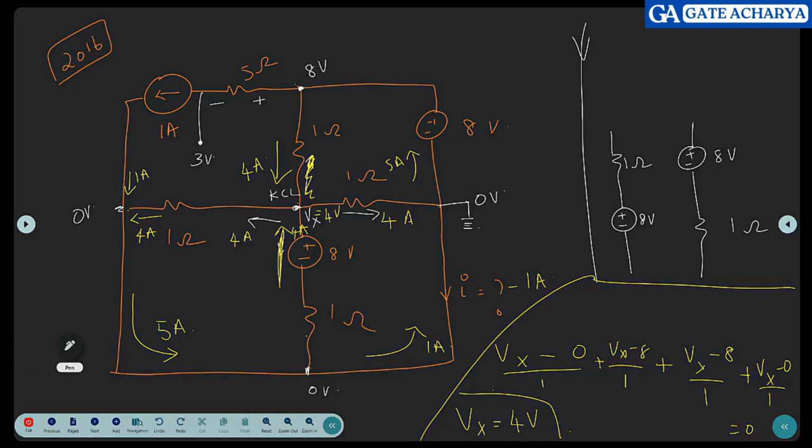It looks like 8 minus Vx and 8 minus Vx, 0 minus Vx, 0 minus Vx. So it is a much simpler equation. And then we get the Vx voltage. After that, it is just finding the currents through each branch and satisfying the whole system. If the whole system is satisfied with the current numbers, you have got the current through each branch.